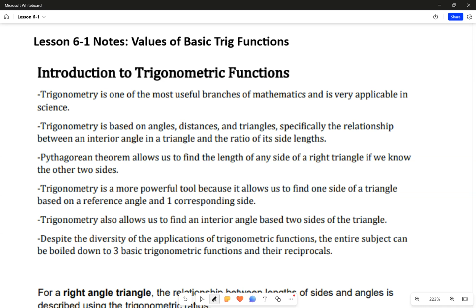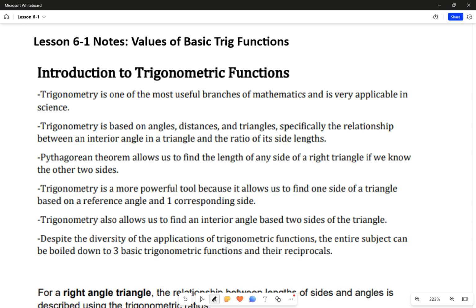Lesson 6.1 on the values of basic trig functions. So we are beginning the unit of trig on this now second semester of pre-calculus. And here are a couple of bullet points, just kind of summarizing the direction we are going in.